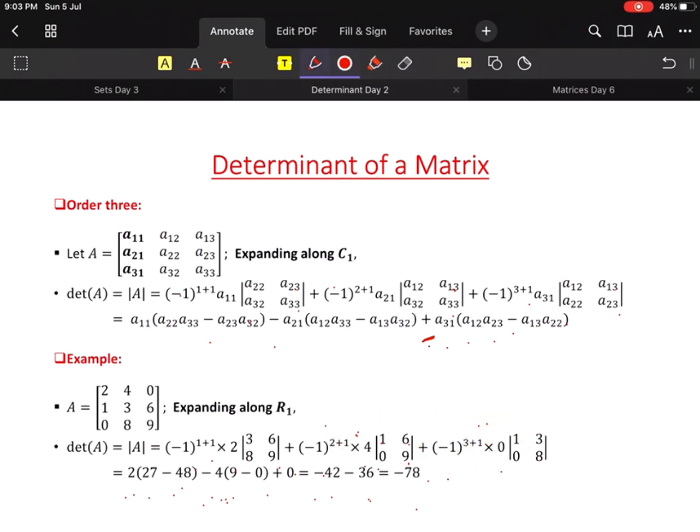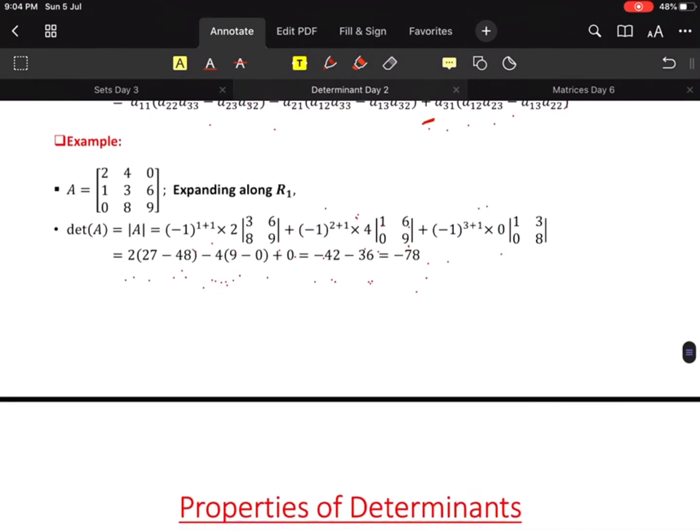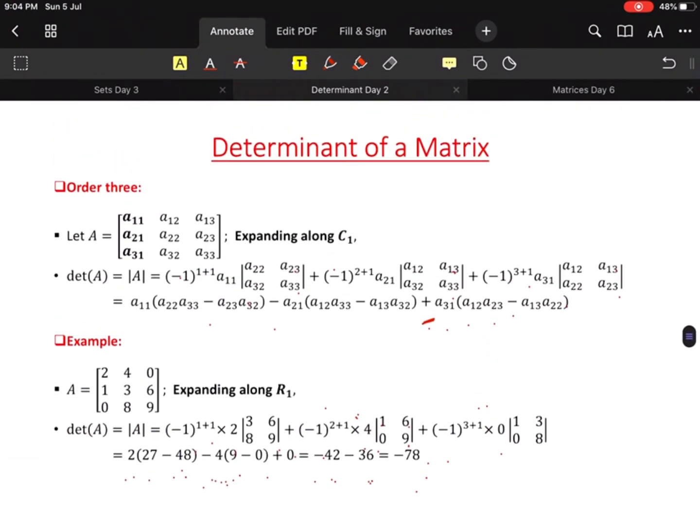So after doing all this, we move on to the next step. This one is plus, so 2 times (3 times 9 is 27, minus 4 times 8 is 48). Then this one is minus, so a minus sign, 4 times (1 times 9 is 9, minus 6 times 0 is 0), and this one is 0. After simplifying, this one you get minus 42, this one you get minus 36. After adding, you get minus 78. Clear? So that's how we do this.